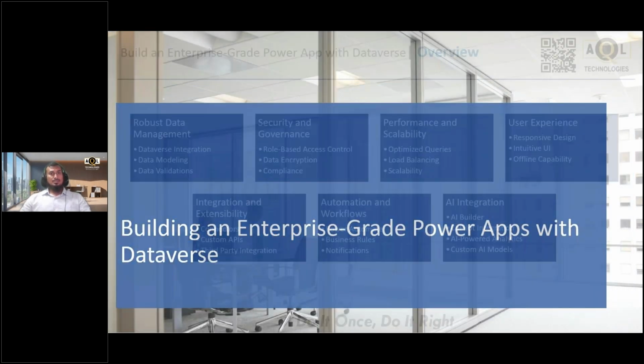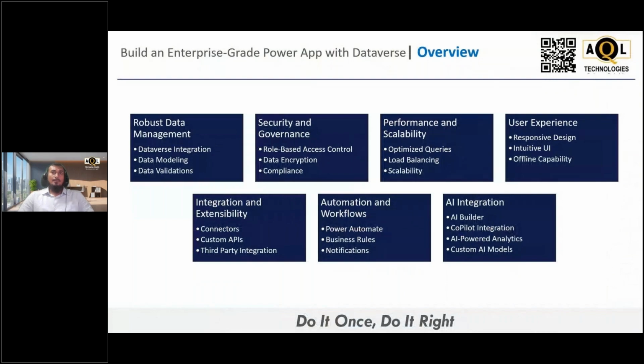Let us explore the essential features and capabilities that a Power App must have to meet the rigorous demands of an enterprise environment. Let's start with the first essential feature, robust data management. It consists of 3 key elements: Dataverse integration, data modeling, and data validation. Dataverse is a powerful tool for secure and scalable data storage. And with data modeling, defining a comprehensive data model, tables, columns, and relationships is crucial.